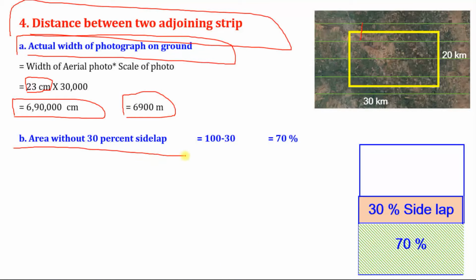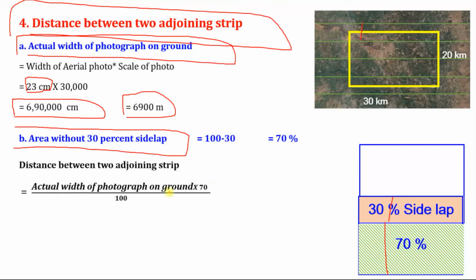Next, area without 30% side lap, means we exclude the area of this 30% side lap. We consider only 70% area. 100 minus 30 is equal to 70%. Distance between two adjoining strips is equal to actual width of photographs on ground into 70 upon 100. Actual width of photographs on ground 6,900 into 70 upon 100, 4,830 meter.